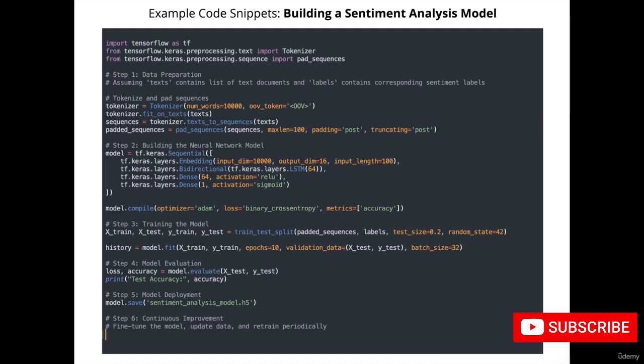So next, we'll compile the model. What we're going to do is call the compile function, pass the optimizer as Adam, loss as binary cross entropy, and metrics as accuracy. Step 3, let's train the model.